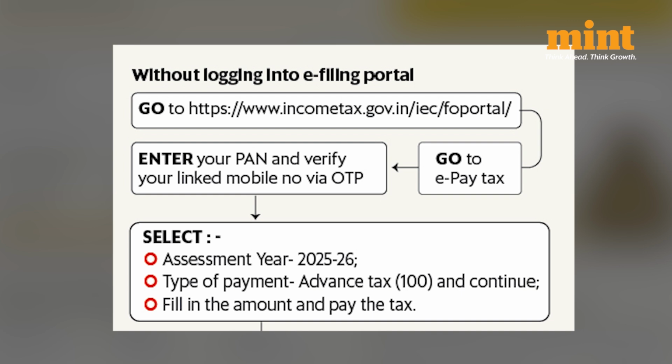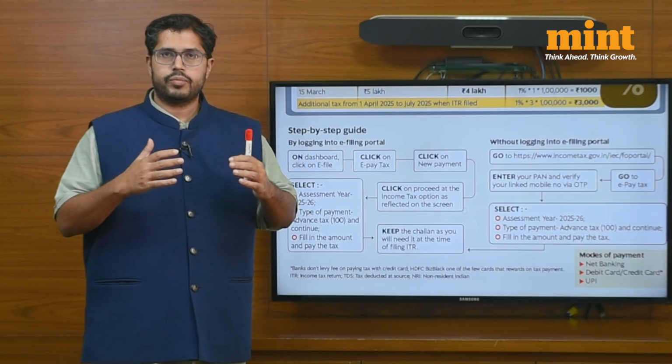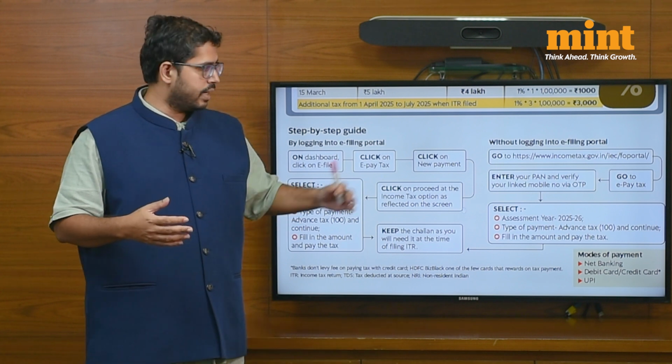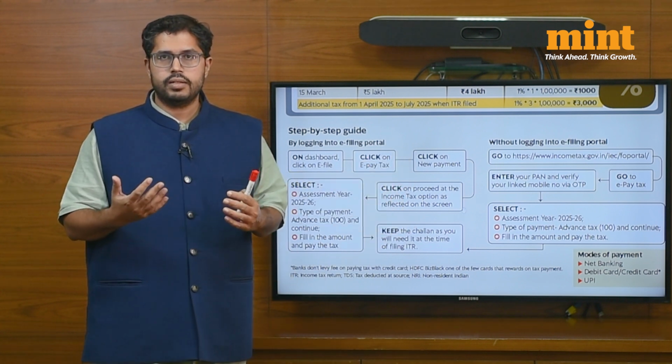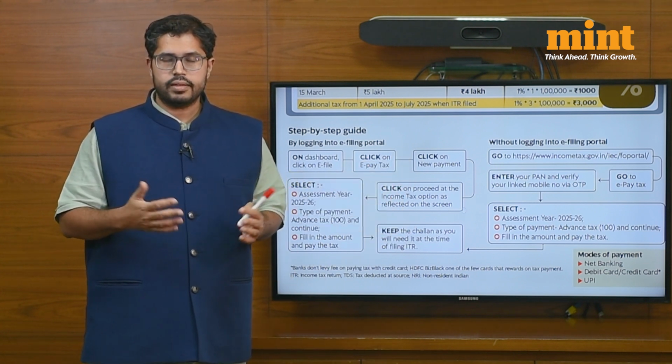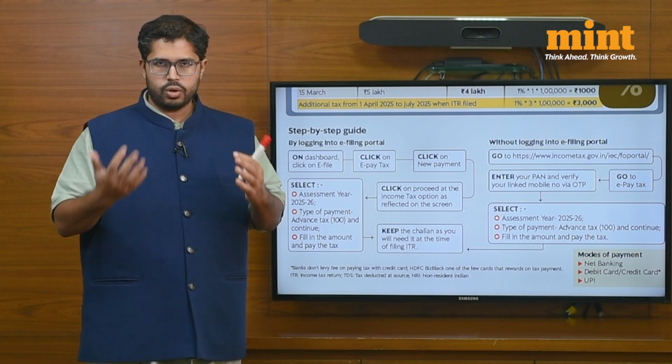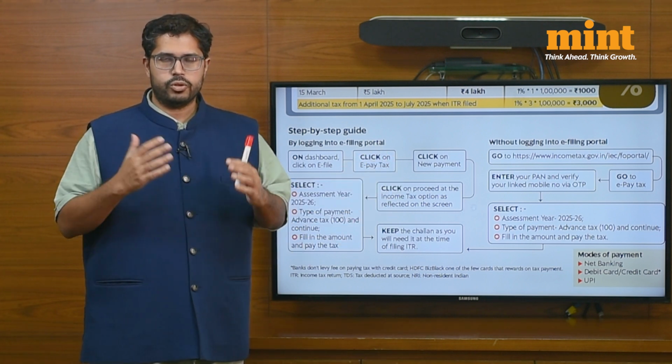Now you can pay tax through net banking, you can pay it through debit card, you can pay it through credit card, or even UPI. In case of credit card payments, some cards like HDFC Biz Black do give rewards. Most do not, but that credit card option is also there for you.